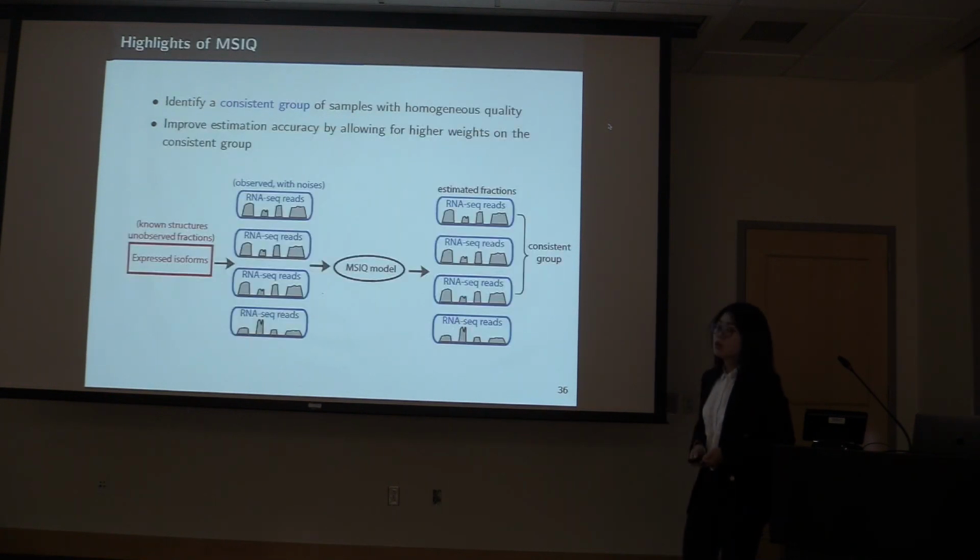Therefore, in order to deal with this problem, we designed the MIS-IQ method. Given multiple RNA-seq samples coming from the same biological condition or the same cell type, the MIS-IQ model first tries to identify a consistent group of samples with homogeneous and better quality, and then we want to improve the estimation accuracy of isoform expression levels by giving higher weights on this consistent group.